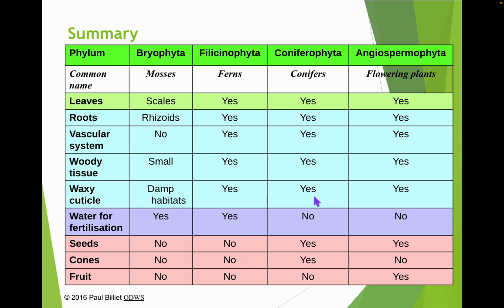Conifers, yes to all of these. No for water for fertilization. Yes to seeds, yes to cones, no to fruits. And then we're taking a look at our flowering plants, our angiosperms. Yes to everything, but they don't need water for fertilization, and there are no cones. So this is the difference between the 4 groups of plants that you are expected to know. So I would definitely jot that down.